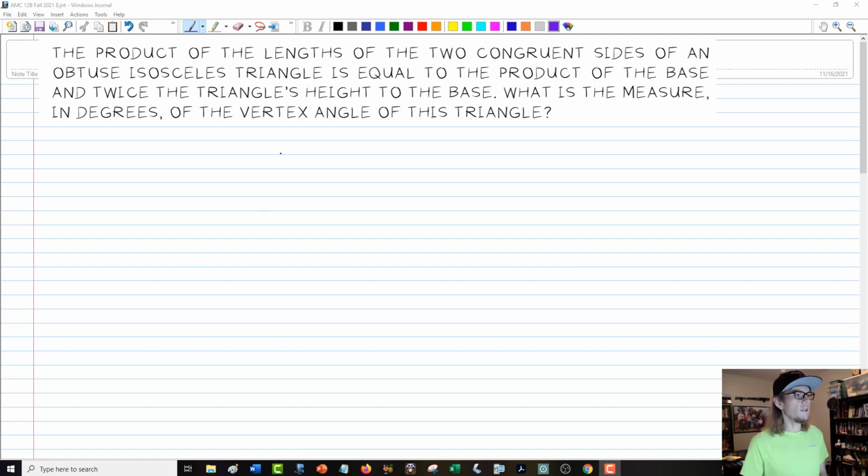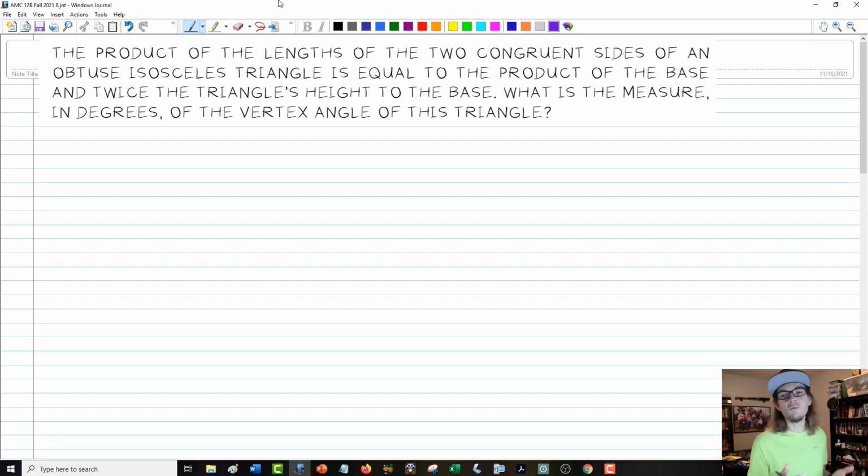Question number 8 is a trigonometric question, so dealing with trig. The question says the product of the lengths of two congruent sides of an obtuse isosceles triangle is equal to the product of the base and twice the triangle's height to the base. There's a whole bunch of stuff to unpack. But just to wrap this up, what is the measure in degrees of the vertex angle of this triangle? So we're ultimately trying to find that obtuse angle in the triangle, but there's a whole bunch of stuff to get there.